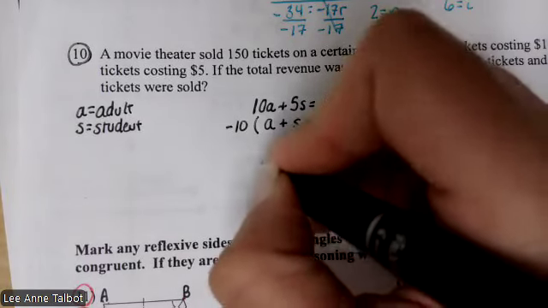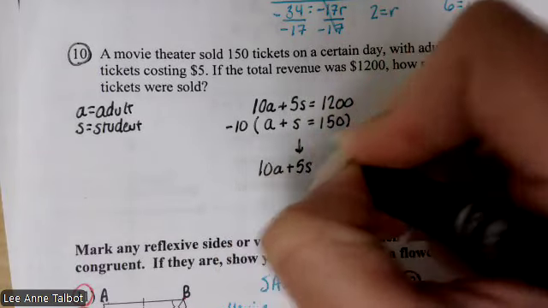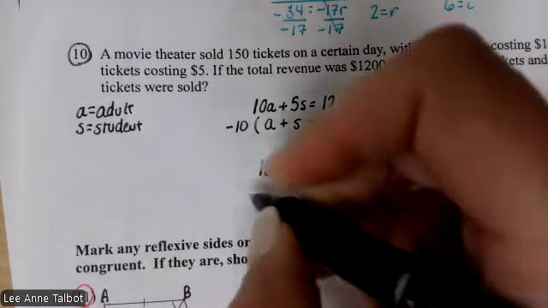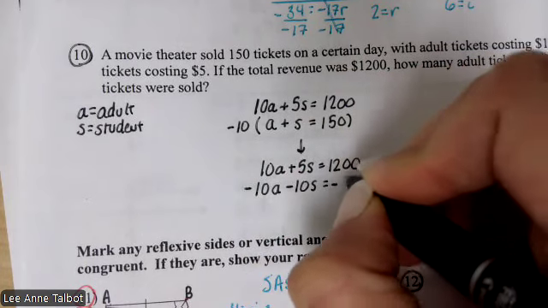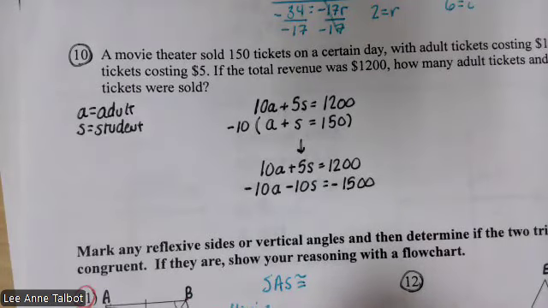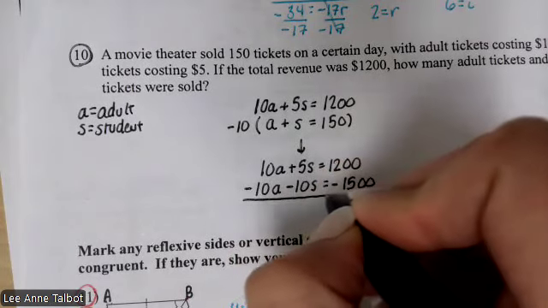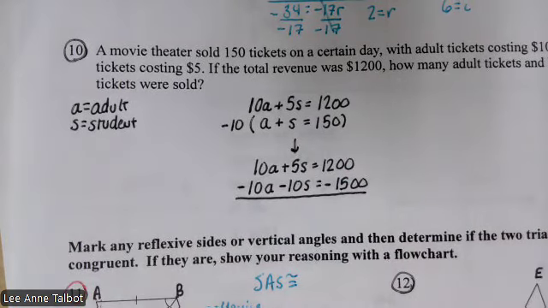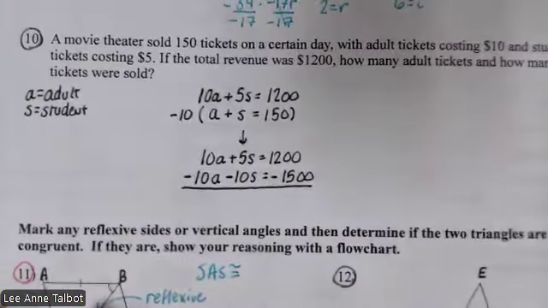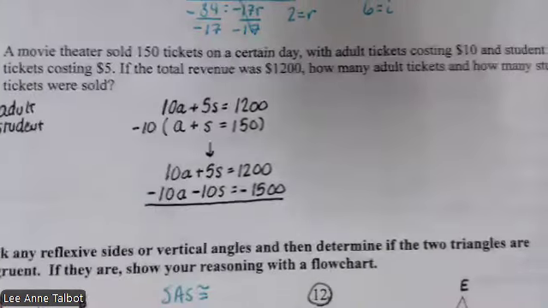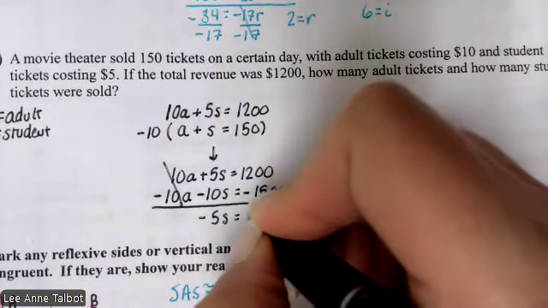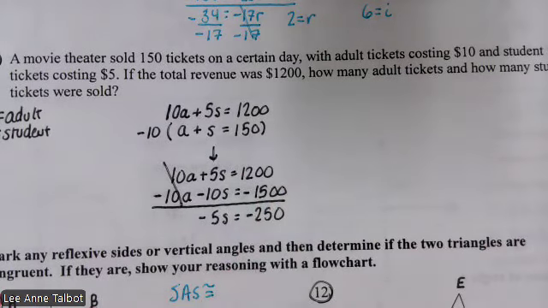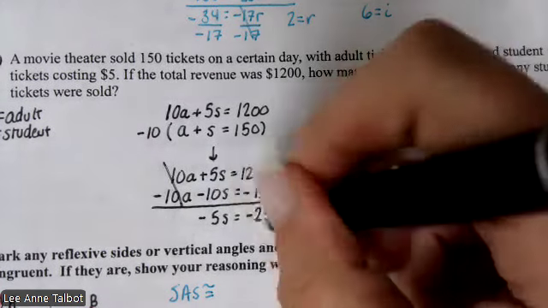So I have 10A plus 5S equals 1,200 for the top one. -10A minus 10S equals -1,500. Yeah. Okay. Now the A's eliminate. -5S equals -250, I believe. No, that's 300, isn't it?